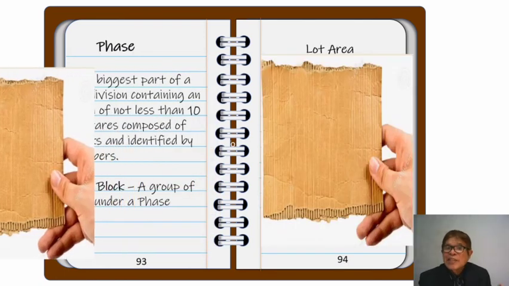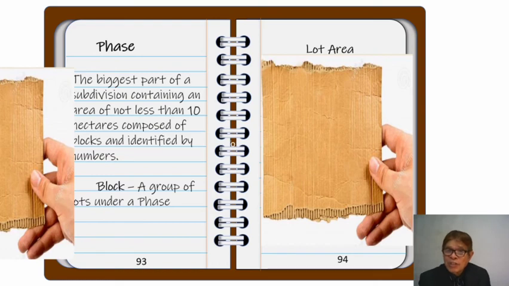A phase is the biggest part of a subdivision, containing an area of not less than 10 hectares composed of blocks and identified by numbers. And under a phase is called a block. A block is a group of lots under a phase. A block is a group of individual lots that is independent and not connected with other blocks. They are connected only by the roads between them.